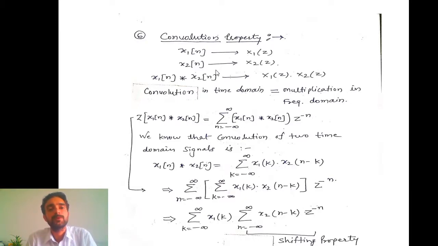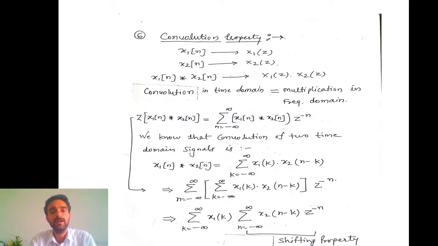Next is the convolution property. Convolution is also a very important topic, because without convolution we can't play with the signals in this subject, signals and systems. So convolution is a very important property. If two signals are convolved in the time domain, then after the conversion of those signals into the frequency domain, we can just multiply the two signals. Convolution is a typical method, but we can easily multiply the transformed signals.